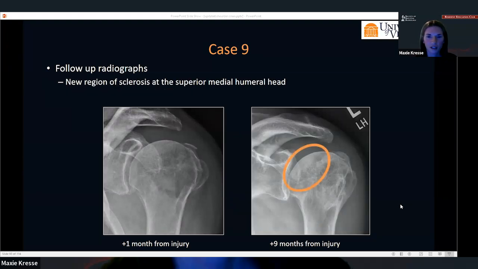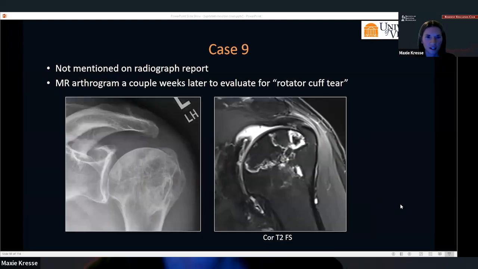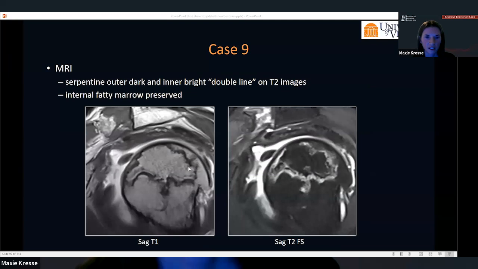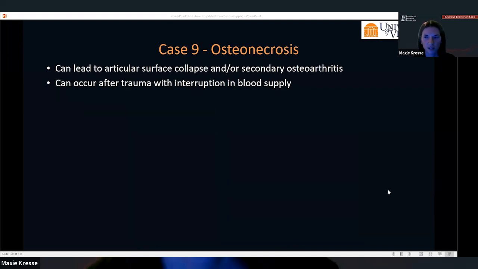Yeah, got it here. So sclerosis here. Yep, people getting it. Here's the MRI. So you have that double line sign. This is your T2 image. You have your bright line, your dark line. T1, you're going to see preservation of fat within that area, your double line sign on your T2 image. So this is a case of osteonecrosis.